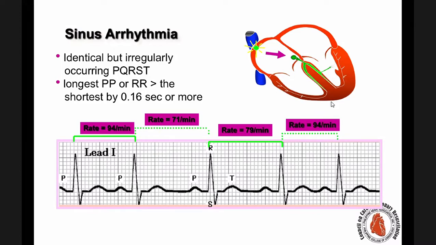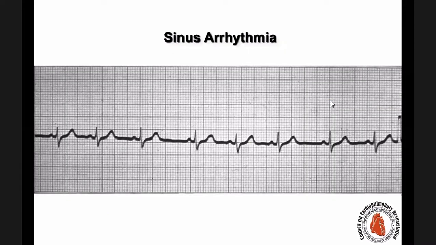However, ano pa rin, galing pa rin sa SA node yung conduction. So that's sinus arrhythmia, and this is because of the effect and stimulation. So sympathetic and parasympathetic activity, either the patient is inspiring or expiring. So this is another example of sinus arrhythmia. There is PQRS in every beat, but visually it's irregular, and this is normal sinus rhythm with sinus arrhythmia.